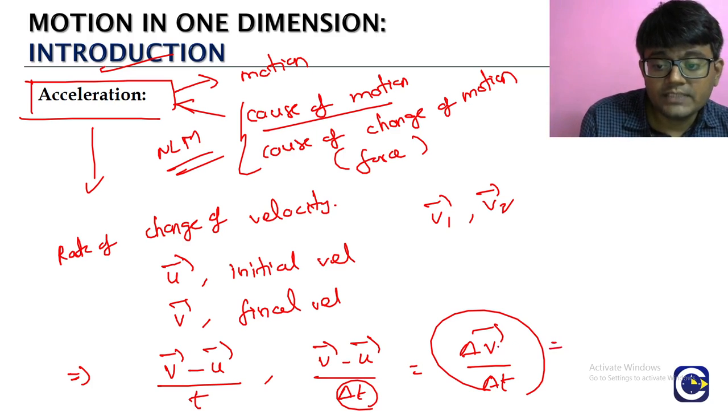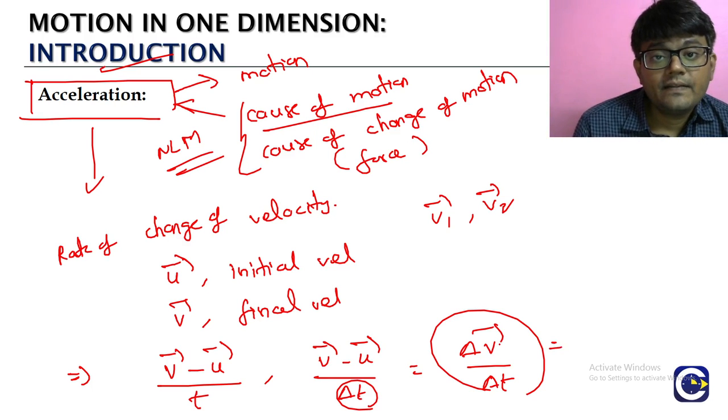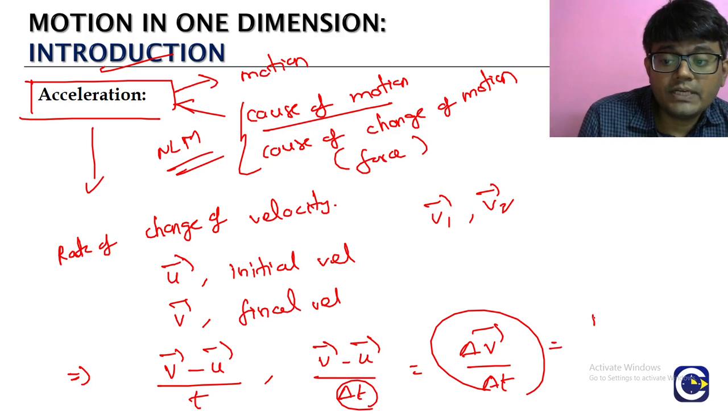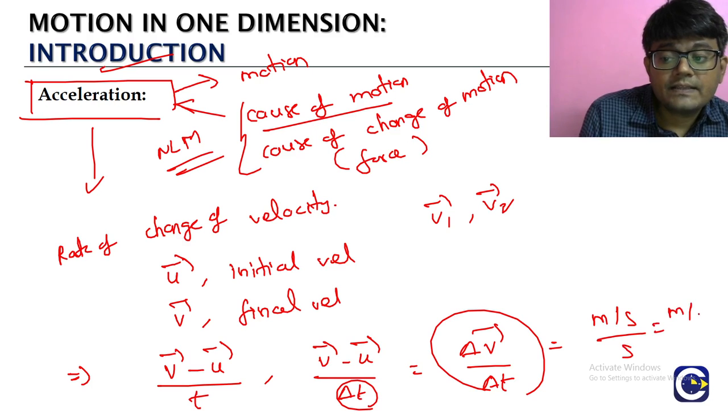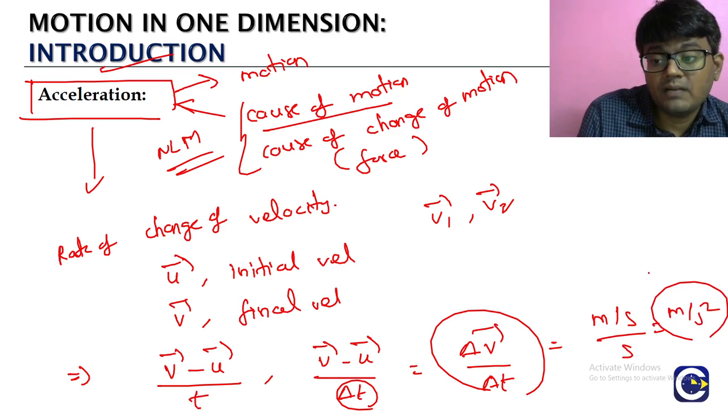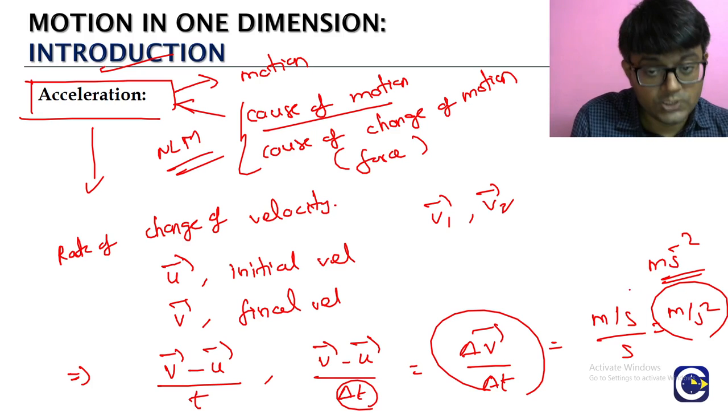Now look at this. What is there in the numerator? Change in the velocity. What is the velocity unit? The SI unit is meter per second. In the denominator, what is there? Time, which means the SI unit of acceleration is meter per second square. We can also write it as m s to the power of minus 2.